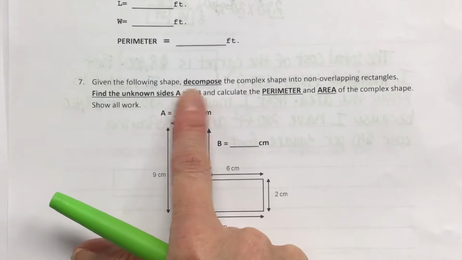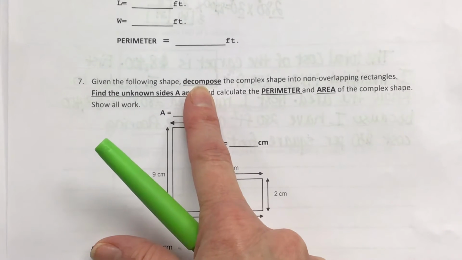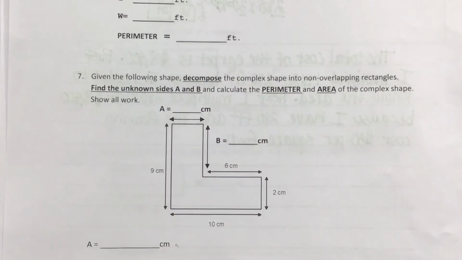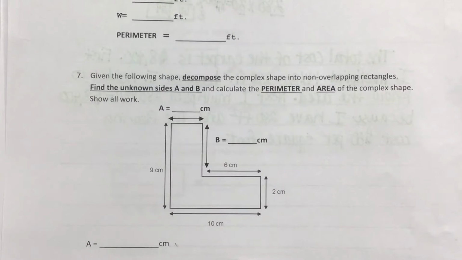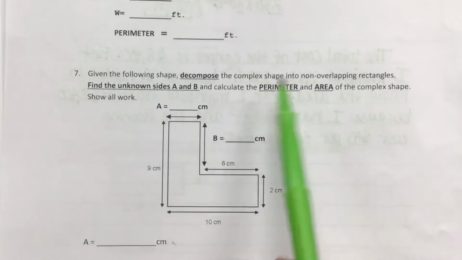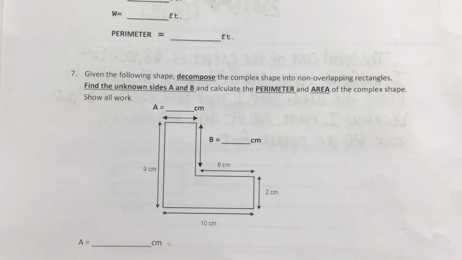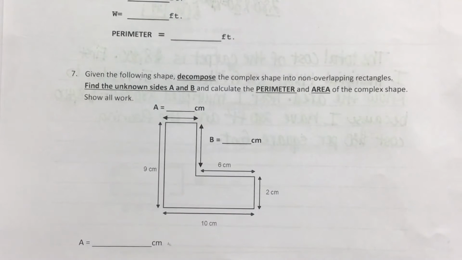Okay, and then it says decompose. What does it mean to decompose our shape? Owen. Decompose the shape into non-overlapping rectangles. He's reading part of the directions. What is another word we could use for decompose? Who can help him? Who remembers? Trevor? Break it apart. Decompose, divide, or break apart.